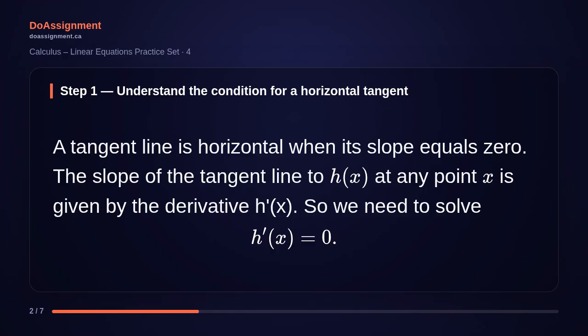A tangent line is horizontal exactly when its slope is 0. Since the derivative gives the slope of the tangent line at every point, we need to find where h prime of x equals 0.